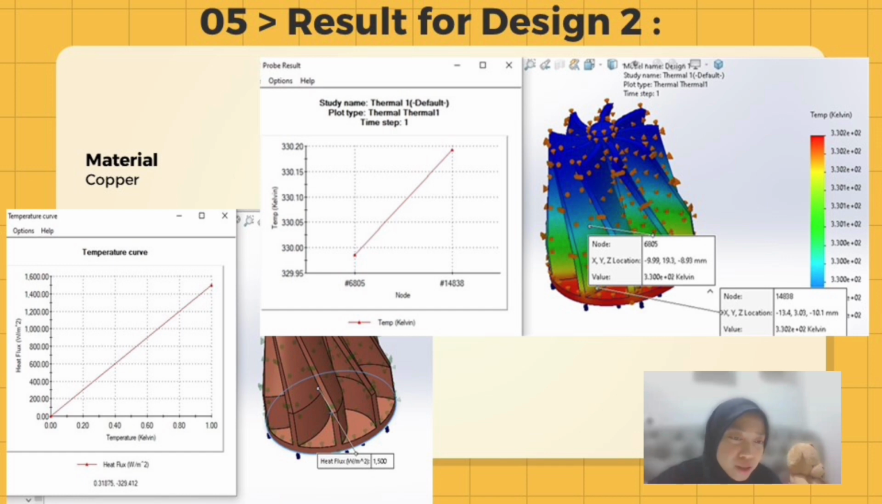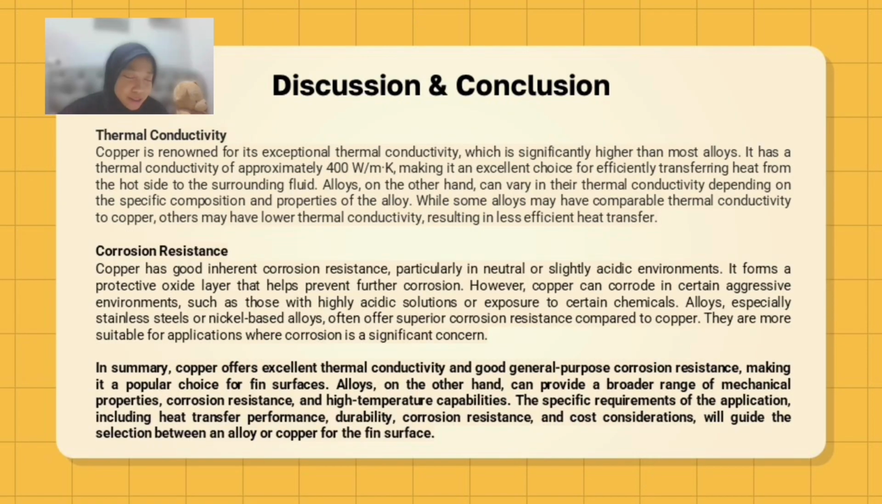We can also see two models with different colors. The first one, with the various colors, shows the thermal analysis. So we can see the different colors, and at the side you can see the colors with the temperature. And the second one is the model with the copper surface. Now we are going to talk about the discussion and conclusion for this assignment.